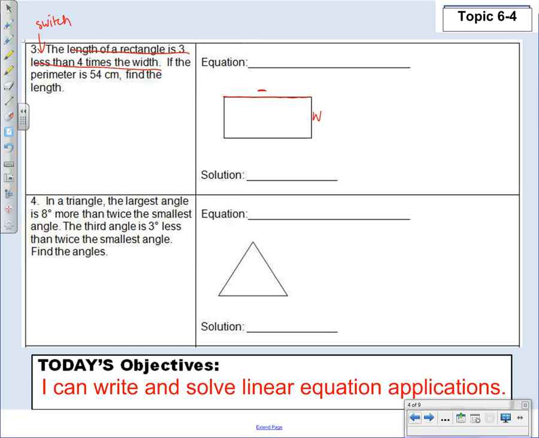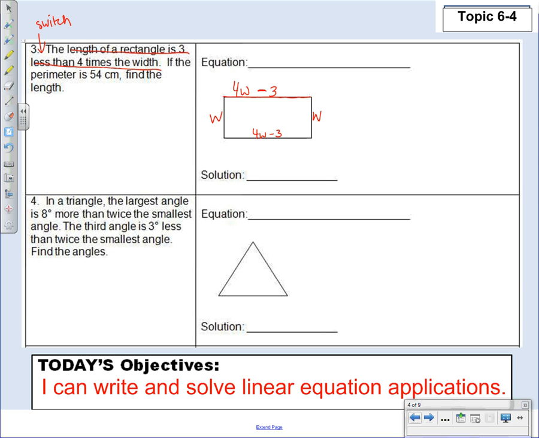I hope some of my classes are saying switch. The 3 goes in the back, and then 4 times the width, well, 4 times W. Now we can label all sides. Notice we only have one variable that we do not know.